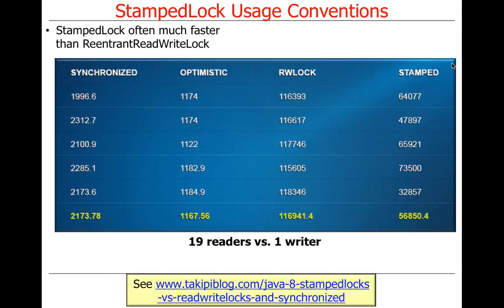Reentrant read-write locks are like an order of magnitude slower. Actually, two orders of magnitude slower, right? They're really slow. Stamped locks are better than reentrant read-write locks. They're about half as much overhead.